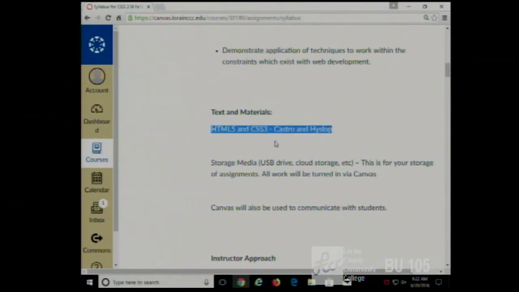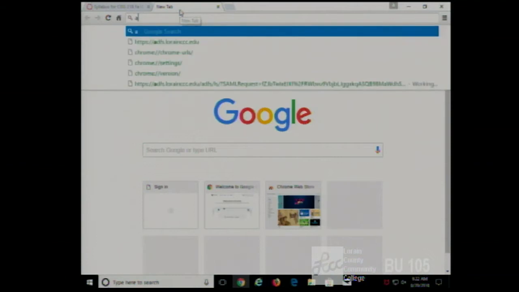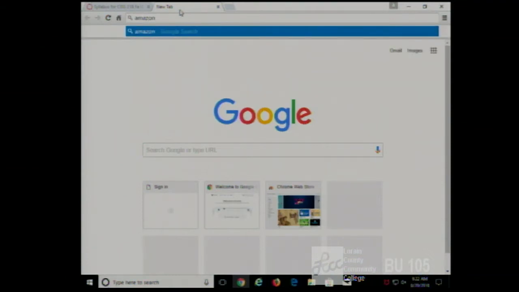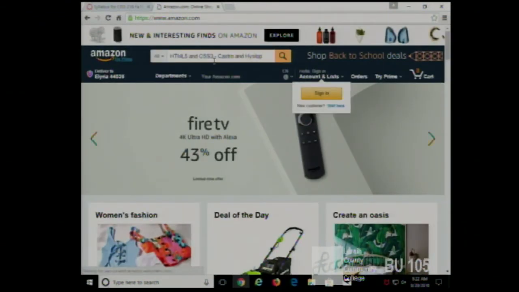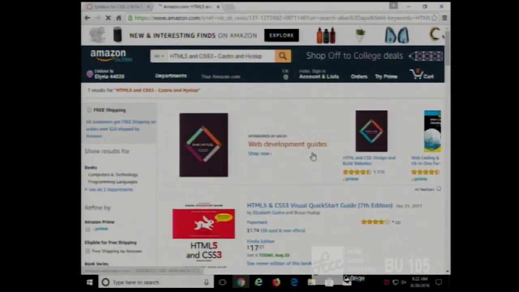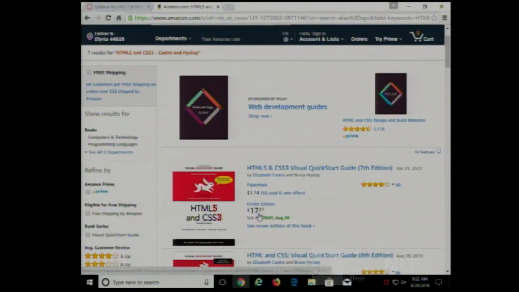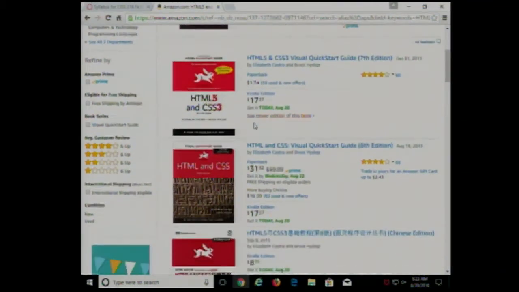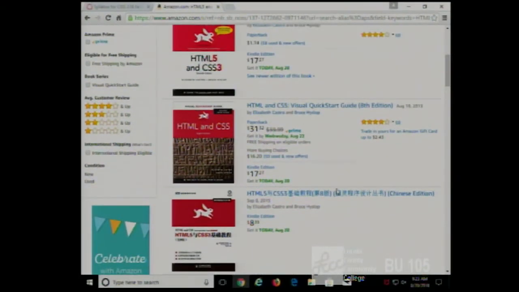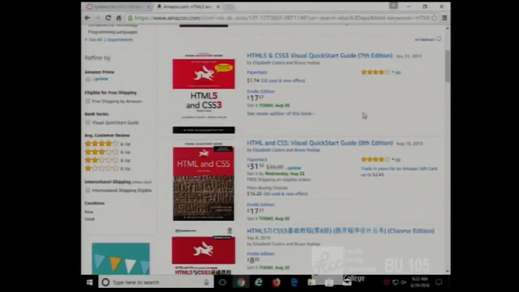Well, yeah, I'm definitely cognizant of that. I mean, some of these are just crazy how expensive they are. Let's see what Amazon would do, just out of curiosity. You get it on your Kindle for $17.27, paperback $31, or, oh, there's a 7th and 8th edition. 7th edition you can get for $1.74. Which edition? There probably isn't a drastic difference between them. So if you wanted to get the 7th edition, that's probably okay.